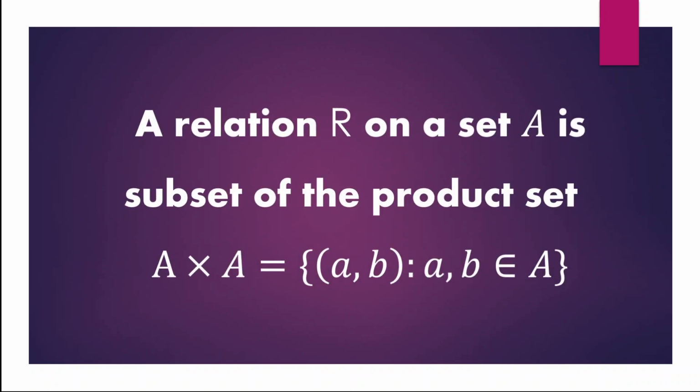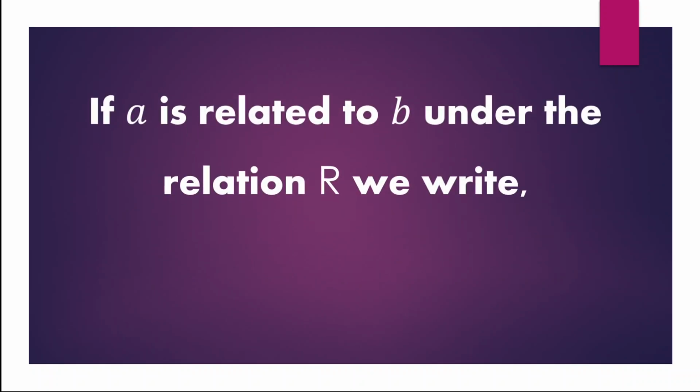A relation R on a set A is a subset of the product set A cross A, which is the set of all ordered pairs (a, b) where a and b are any two elements of A. So a relation could be any subset of this product set A cross A. Or in simple words, we are trying to relate any two elements of a given set A. If an element a is related to an element b under a given relation R, we use the notation aRb to represent the fact that a is related to b under the given relation R.